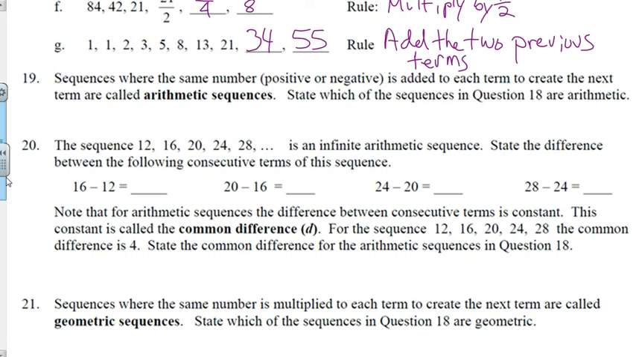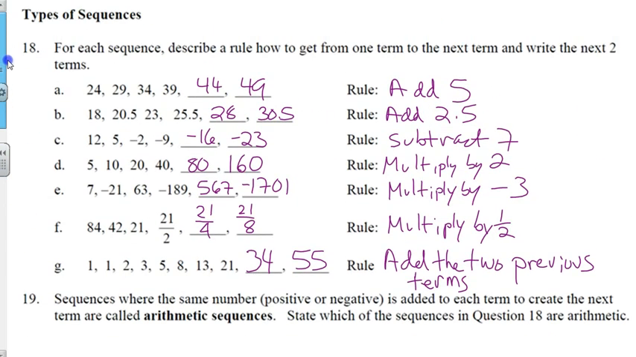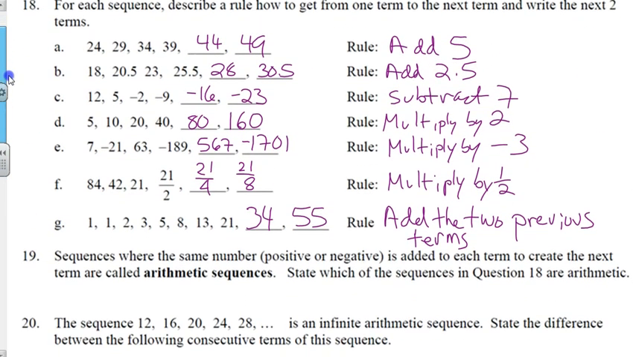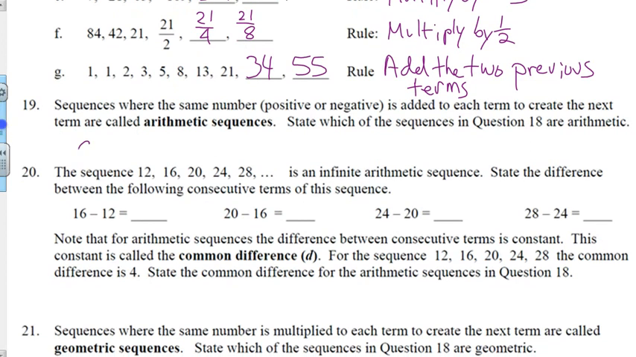Okay, well the boys in the back draw some parallels between this and something else. Number 19. Sequences where the same number, positive or negative, is added to each term to create the next term are called arithmetic sequences. So there's first few, right? We're saying, well, okay, you add 5, you subtract 7, you add 2.5. Those are called arithmetic sequences. So which of the sequences in question 18 are arithmetic? Where are we adding or subtracting the same number? A, B, C.